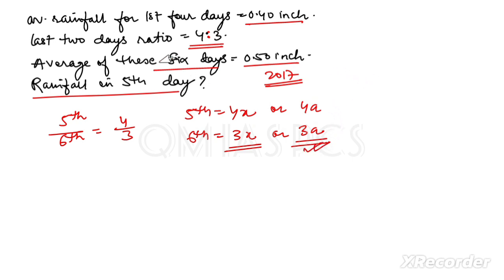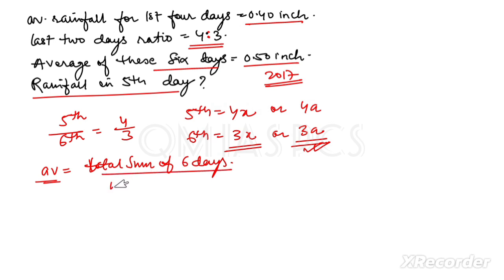Now we have to write the average of 6 days, because we have to solve for the fifth day. So it will be the total sum of 6 days divided by the total number of observations. Okay, so for that sum, how do we know the first 4 days' total sum? How can we solve this one?